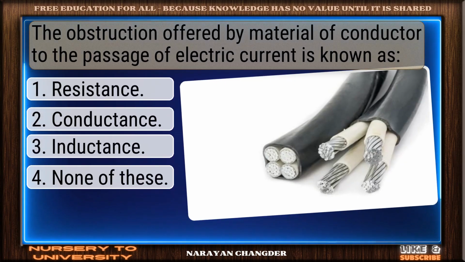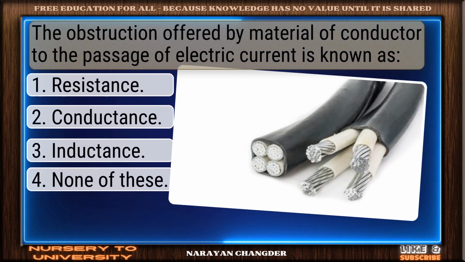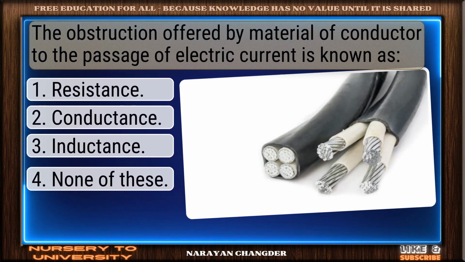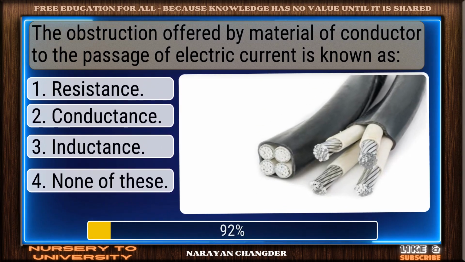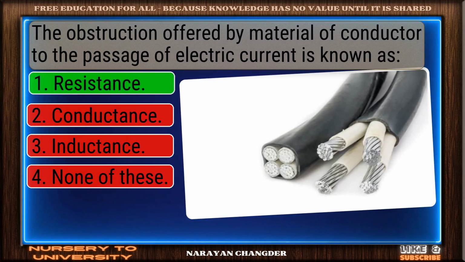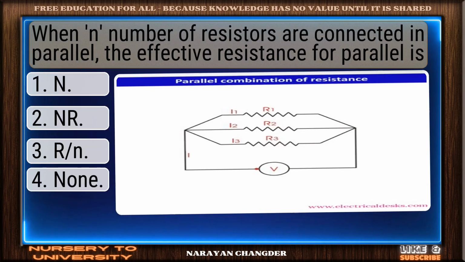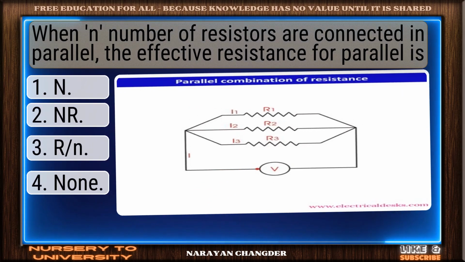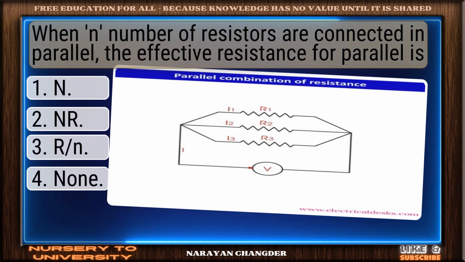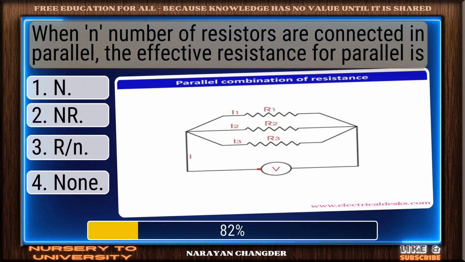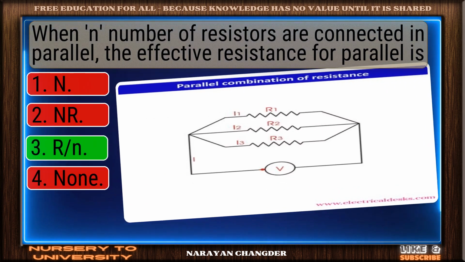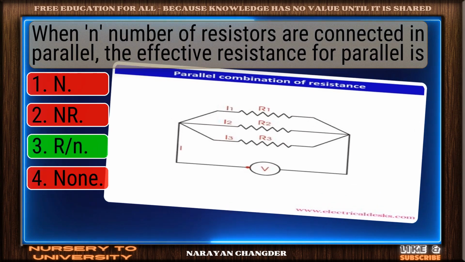The obstruction offered by the material of a conductor to the passage of electric current is known as... Correct. Resistance is spot on. When a number of resistors are connected in parallel, the effective resistance for parallel is... Nice work. Your answer fits perfectly.